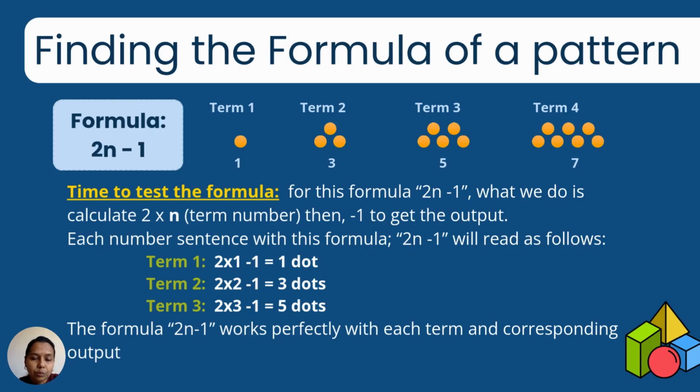In term 2, we've got 2 times the term 2 now, which gives us 4, minus 1 helps us to arrive at 3 dots. In term 3, we're using the formula 2 times 3, which gives us 6, and we minus 1 to get 5 dots. If you would like to test it further, you could go with 2n and test it on the 4th term. So if we said 2 times 4, which gives us 8, and we minus 1, we'll arrive at 7 dots. So can you see that the formula that was given to us actually does work for this pattern?